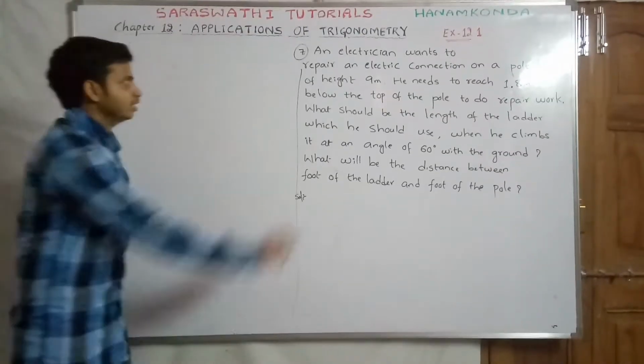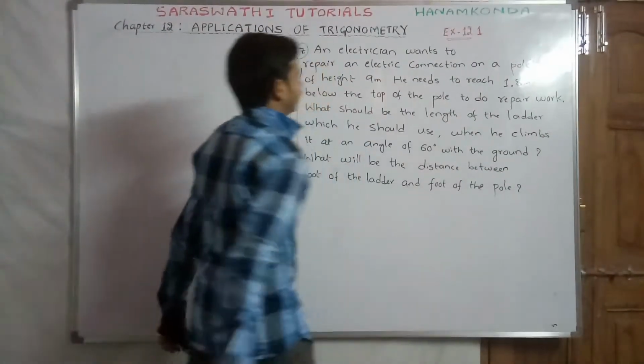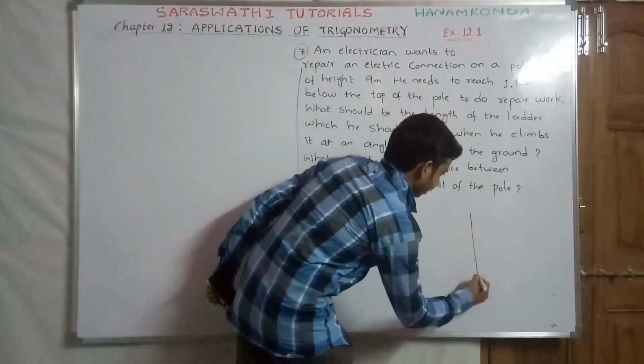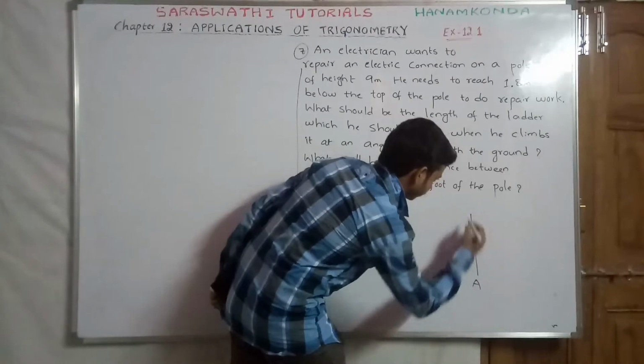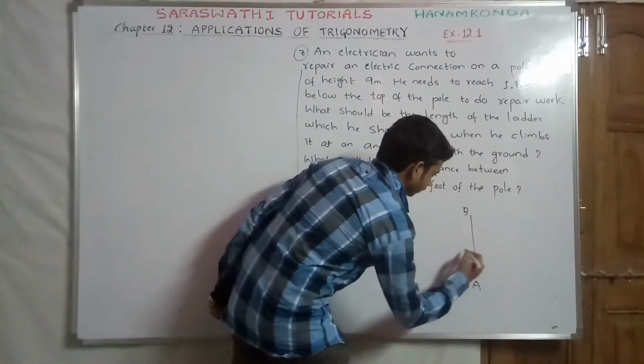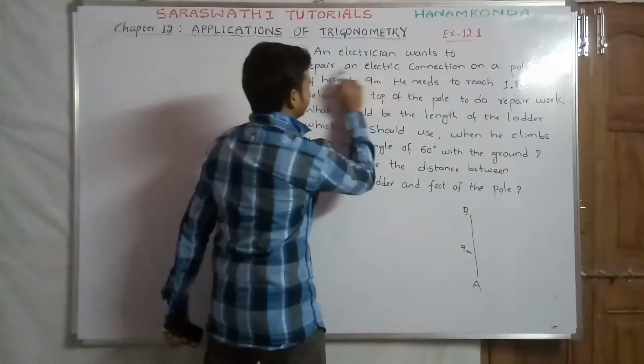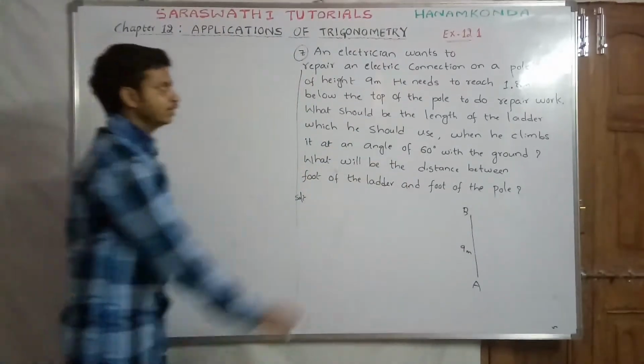So the next question is, an electrician wants to repair an electric connection on a pole of height 9 meters. Let us suppose we take an electric pole of height 9 meters. Let AB be the pole. So the height of the pole is 9 meters, given in the question.